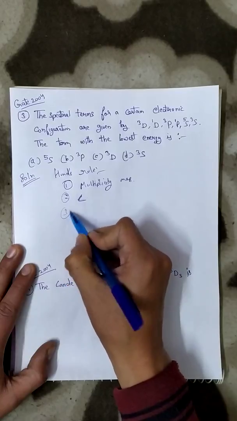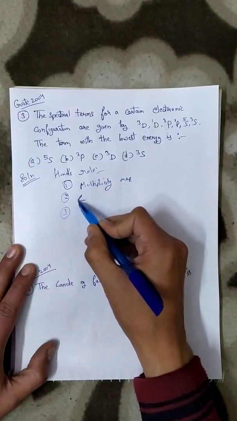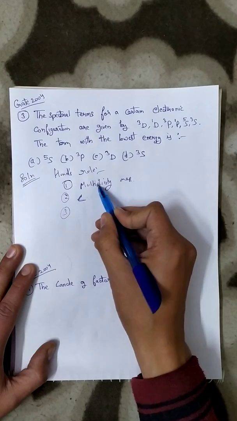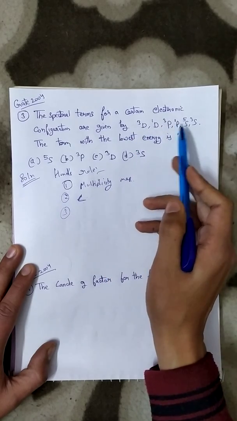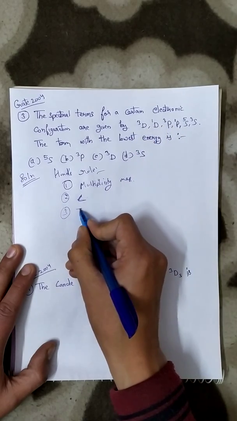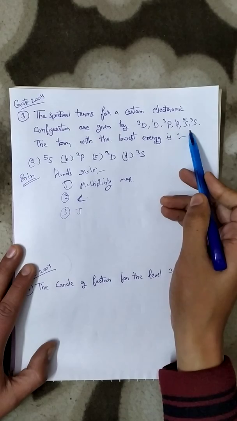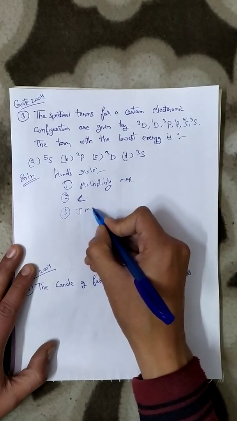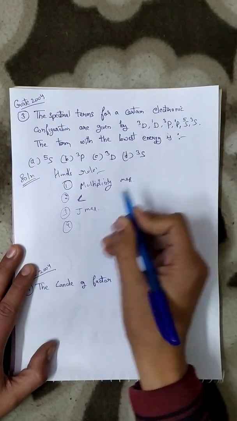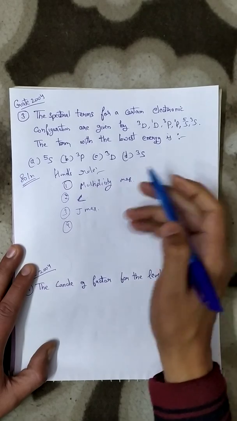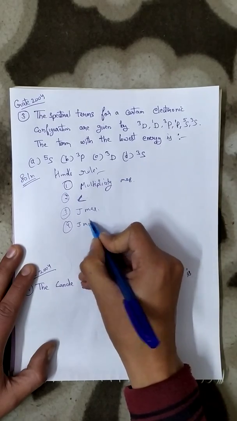And if there is a case where multiplicity, or the S value, and the L value both are going to be same for 2 or more than 2 terms, then you need to check the J value. And as I told you, for the more than half filled subshell, you need to consider the maximum J value, and for less than half filled subshell, you need to consider the minimum J value.